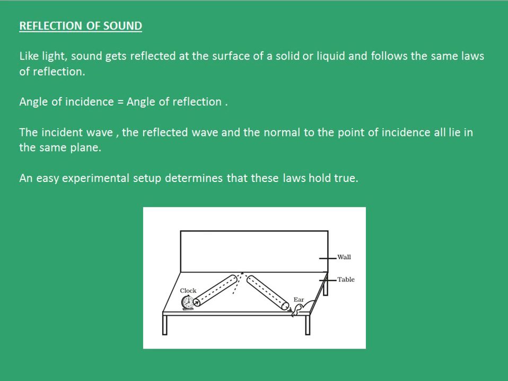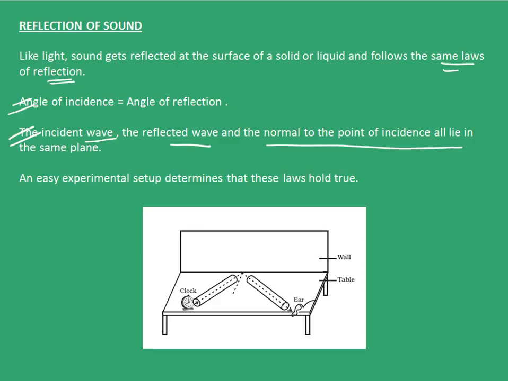Now let's move on with reflection of sound. Like light, sound gets reflected at the surface of a solid or liquid and follows the same laws of reflection. These are the angle of incidence is equal to angle of reflection. The incident wave, the reflected wave, and the normal to the point of incident all lie in the same plane.